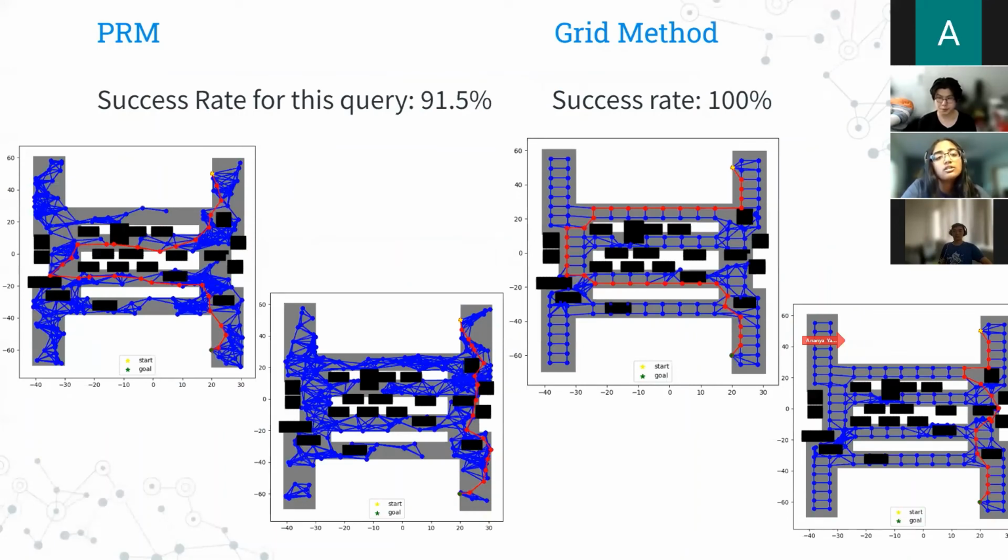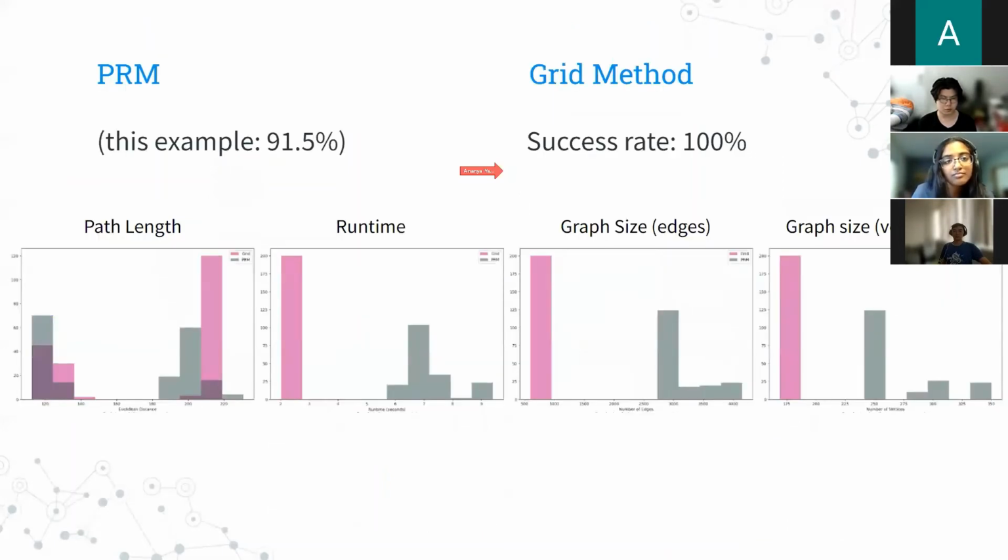We then tried on a harder query. This one has a start at the top and the goal down here. There are two possible ways to get through this environment. The first one being the long path through all the obstacles as shown in the top row. And the second one is a short way cutting corners through each of the other cars. And similarly, we see a bimodal distribution here. Our path length is comparable to that of PRM, and we see a runtime and graph size that is significantly smaller and less variable than PRM's.